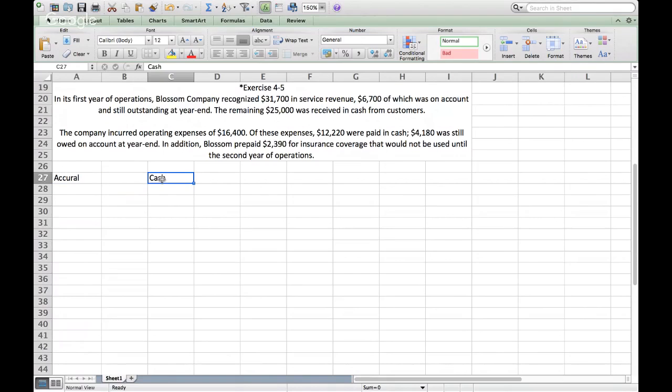As opposed to cash, they don't. The companies that use the cash basis just record the revenues and the liabilities as they come. So they don't record a liability until after they pay the cash, or they don't record a service revenue until they've received the cash. They don't do any of that until it's already taken place. So now we've reviewed that, we can go ahead and get started on the problem.